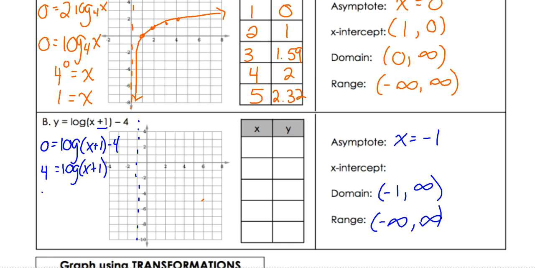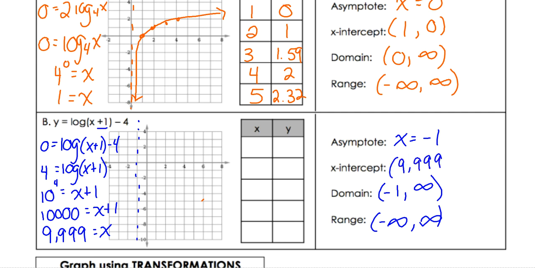And then I kind of get to this place here when I rewrite it in exponential form. I get 10 to the 4th power, which is 10,000. And then when I subtract that 1 over, I get 9,999. You can also find that again on the graph. Graph log of x plus 1 minus 4, graph y equals 0. Find their intersection point. So my x-intercept on this one is at 9,999, 0. So obviously not going to fit on our graph here, but we can start to get some ideas.